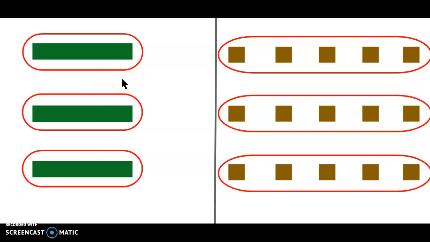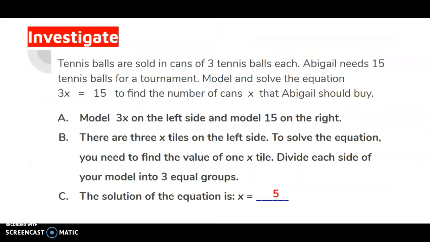So if you look on the left, we divided it into 3 equal groups. There's only 3 pieces, so it has to be 1 in each group. On the right side, however, you had 15, and you had to divide that into 3 groups. Well, how many pieces or how many ones are in each group? 5. So what does that mean for our problem? That means that x, 1x is equal to 5. So that means that Abigail should be buying 5 cans of tennis balls.